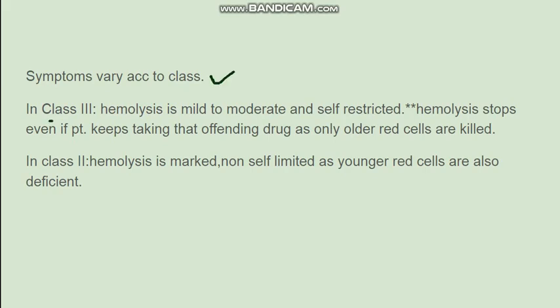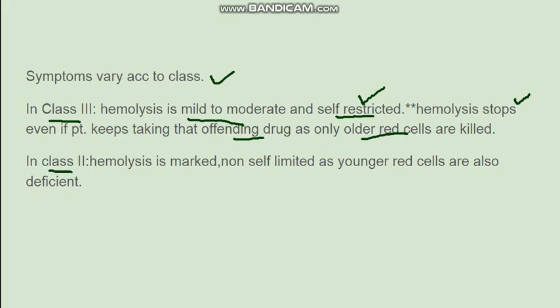For example, in class 3, the hemolysis will be mild to moderate and will be self-limited. That means the hemolysis will stop, even if the patient takes that offending drug, because only the older cells will be killed in this category.